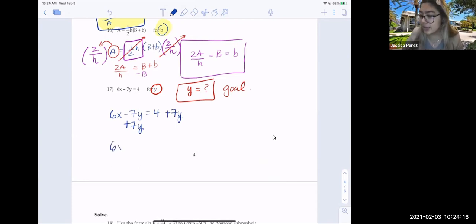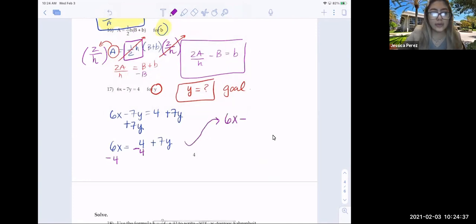So I have 6x equals 4 plus 7y. Now I need to get rid of the 4, right? By subtracting 4 from both sides. So then I have 6x minus 4 equals 7y. And I'm almost done because I'm trying to leave y by itself, but there's a number that is messing around with my variable. What number do I have to divide everything by? Write it in the chat.